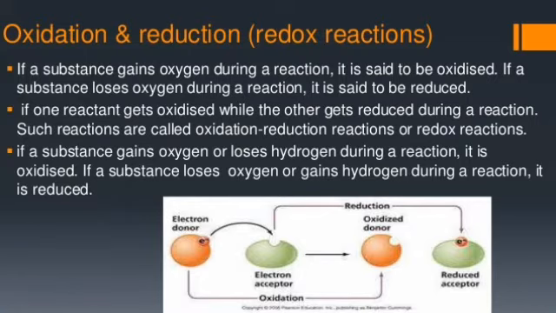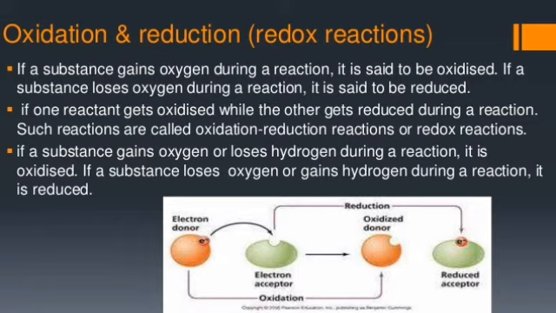Now we will see what are redox reactions. First we will see oxidation reaction. If a substance gains oxygen during a reaction, it is said to be oxidized, and such a reaction is known as an oxidation reaction. And when a substance gains hydrogen or loses oxygen, it is known as reduction, and such a substance is known to be reduced.